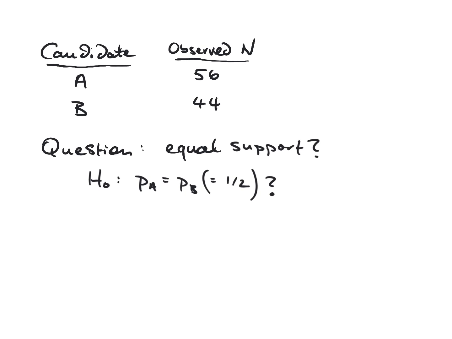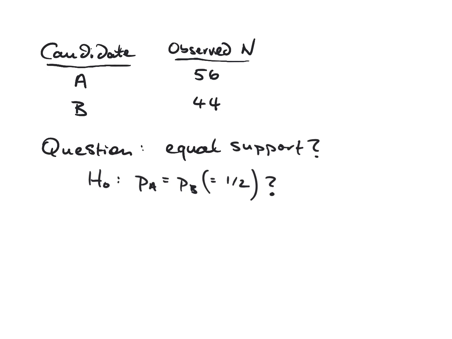Okay, and we know how sampling goes. Even if it's the case that in the population, half of people like each candidate, we don't expect that our sample is going to be exactly 50-50 every single time, right? Is 56 versus 44 within the realm of possibilities for what we'd get if the support is actually 50-50?